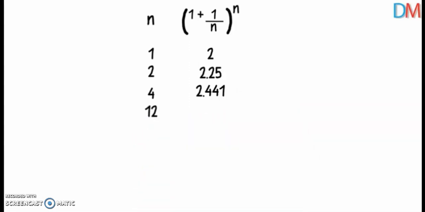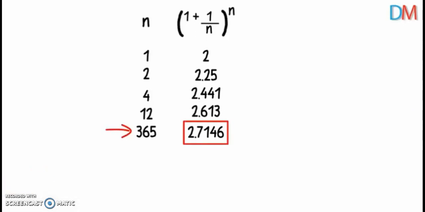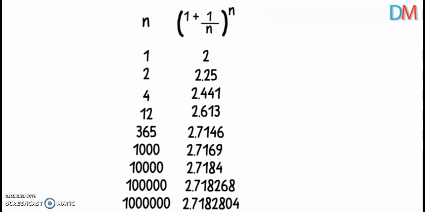$2.44. If I divide the year in 12 equal time periods, my return will be higher than this. If I divide it in 365 equal time periods, it will be even higher. This tells us that the dollar at the start of the year will become these many dollars at the end of 1 year if the number of time periods is 365. So if we increase the number of time periods significantly, will this number also increase significantly?